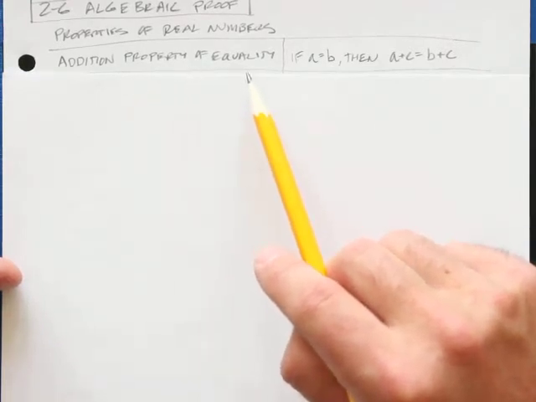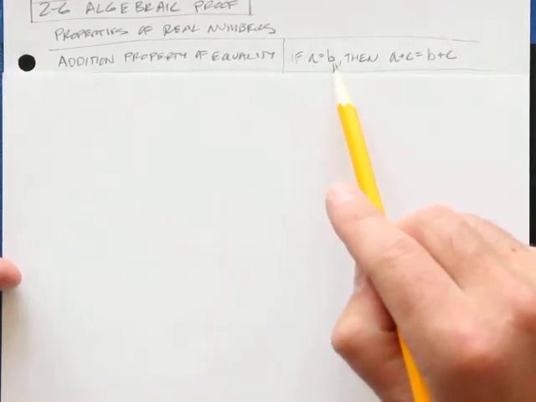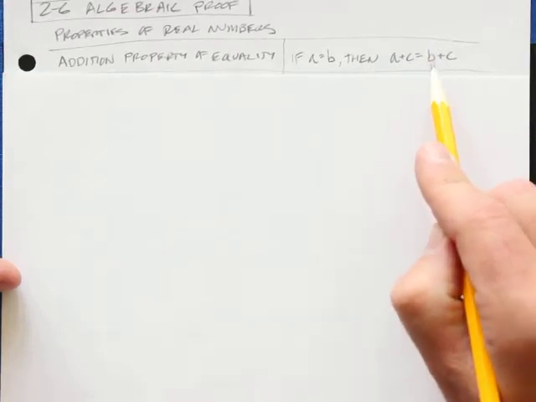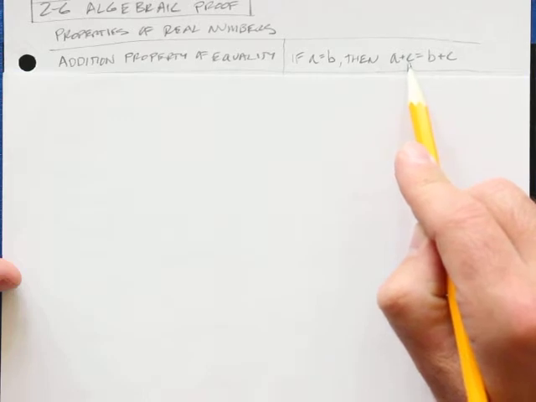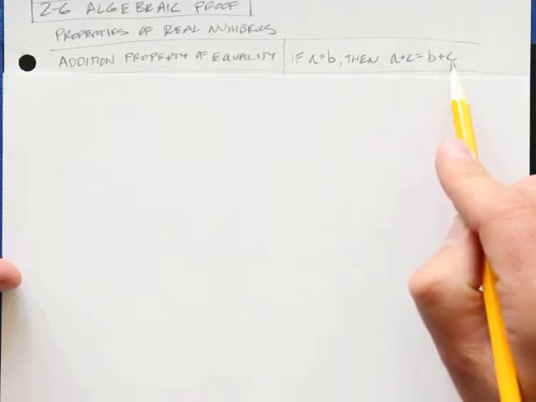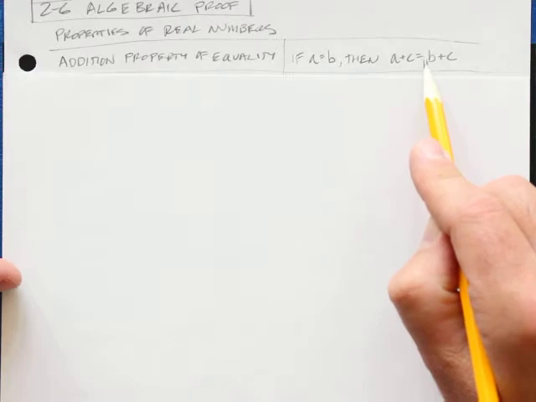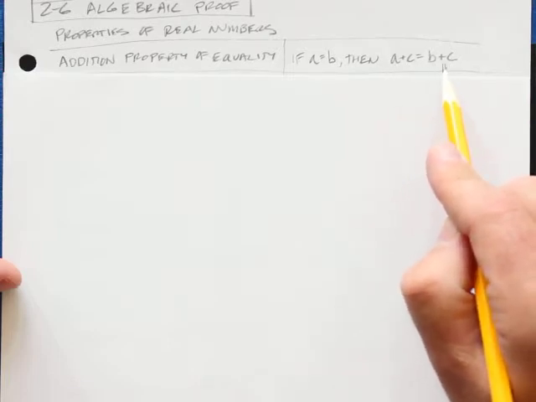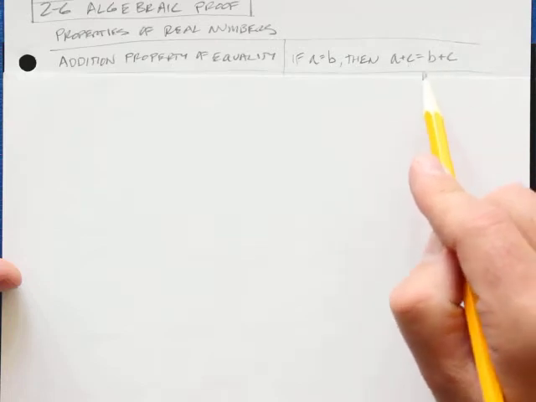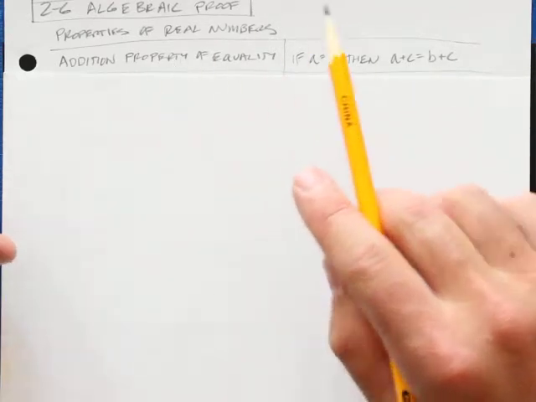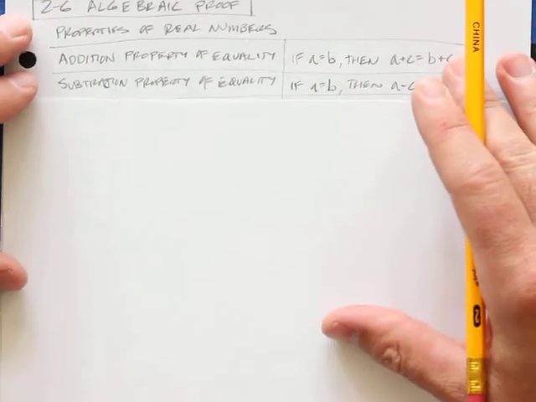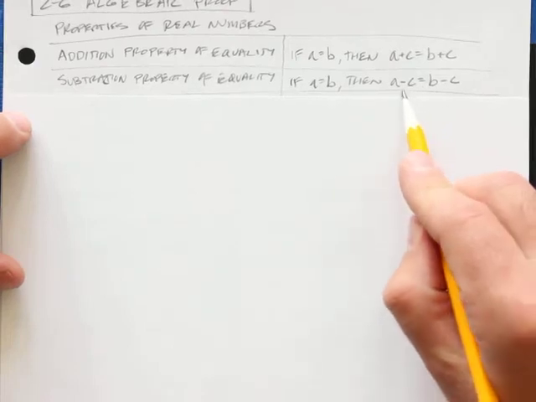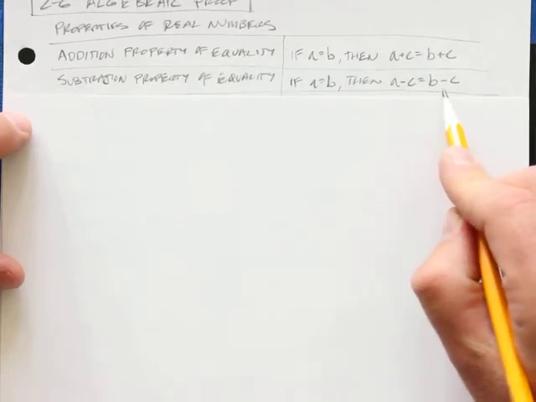Addition property of equality: if A equals B, then A plus C equals B plus C. What I'm saying is, what I do to one side, adding C, I do to the other side, adding C, and that makes this still be equal. These two expressions are still equal if I do the same thing to both sides. That's the addition property of equality. Subtraction property of equality is the same thing, but I'm talking about subtracting something from each side.